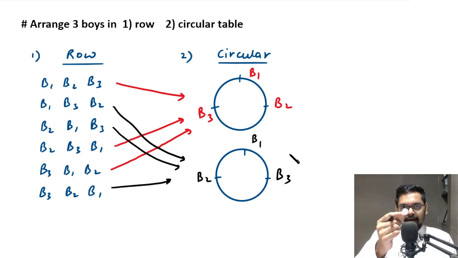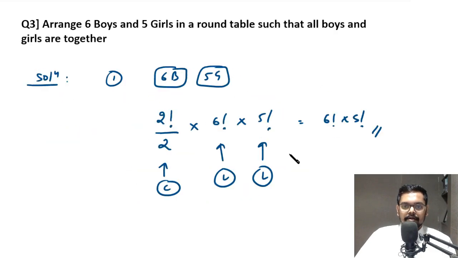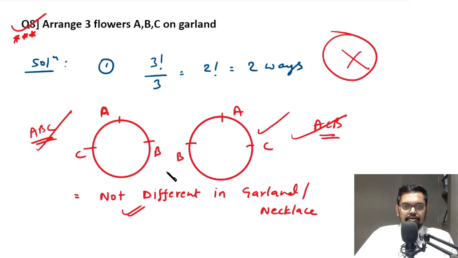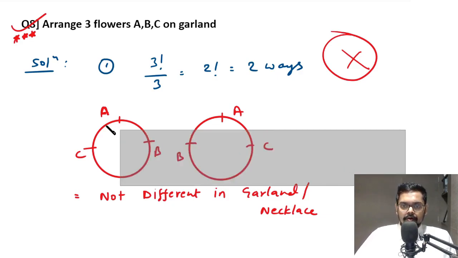But a garland has two views, back view and front view. Since it has back view and front view, therefore these two are not different. Always remember, these two are different in only one view, that is the round table arrangement, but these two are the same in the garland because of front view and back view. I hope now you got great clarity on why they are the same in a garland or necklace.